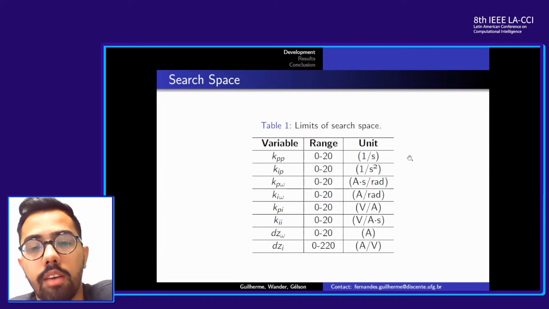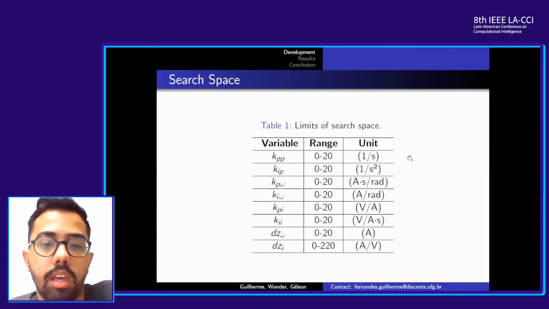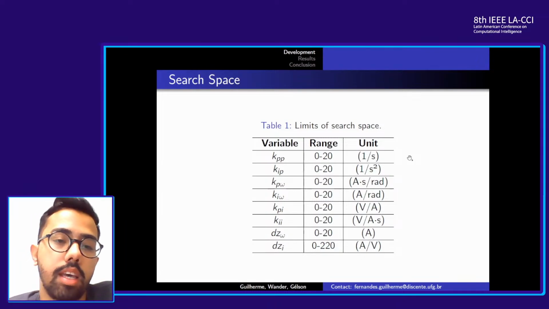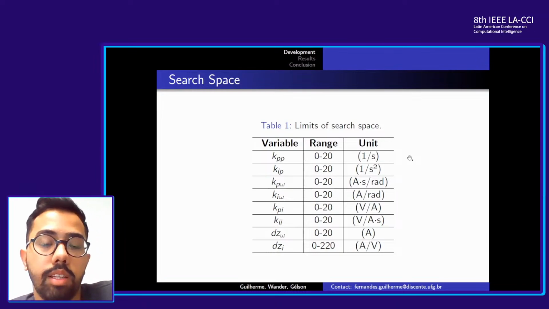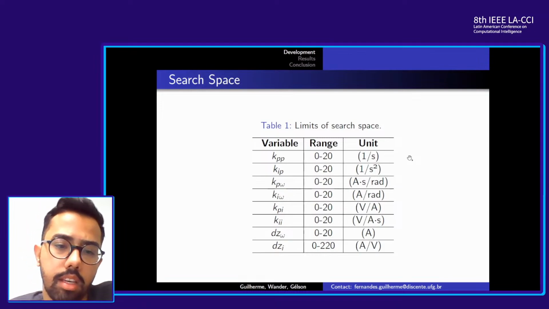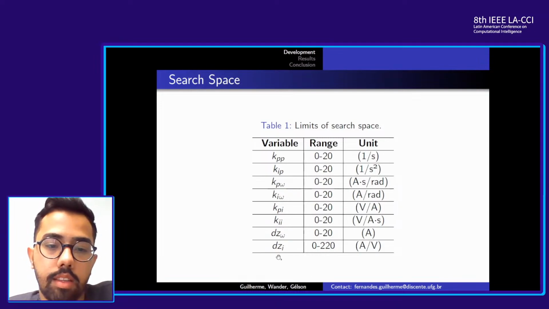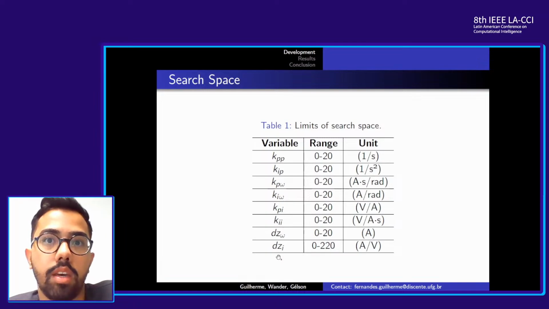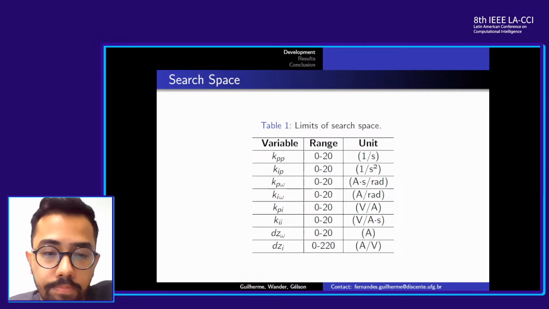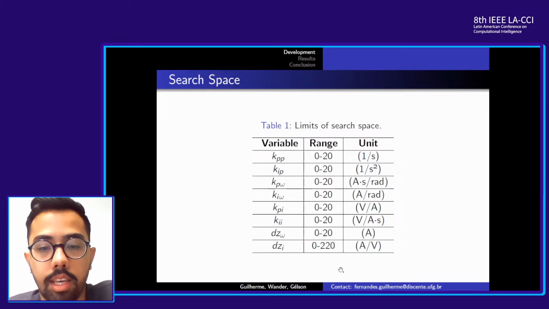In table 1, we have the limits of the search space. All the proportional and integral gains have the range 0 to 20, real numbers, and the dead zone of the current controller has the range 0 to 220.